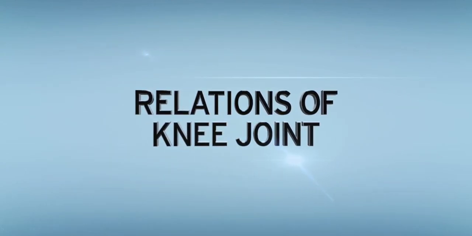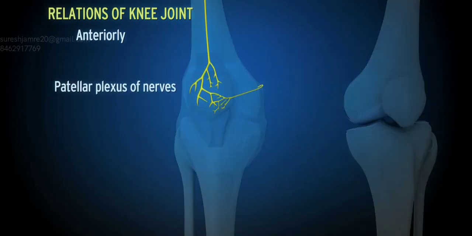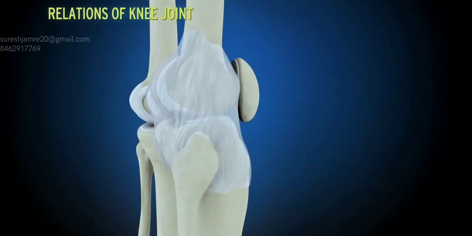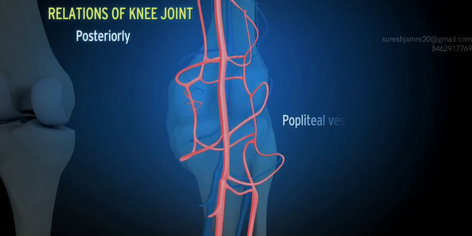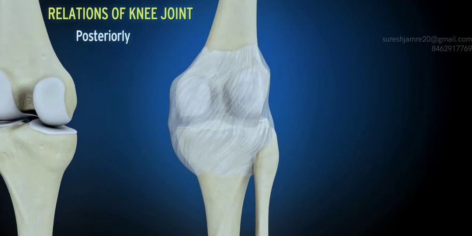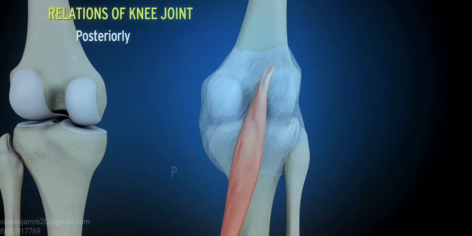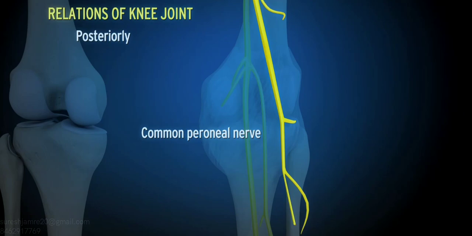Relations of knee joint. Anteriorly, the knee joint is related to ligamentum patellae, patellar plexus of nerves, and anterior bursae. Posteriorly, the knee joint is related to popliteal vessels, tibial nerve, lateral head of gastrocnemius, plantaris, and common peroneal nerve posterolaterally.